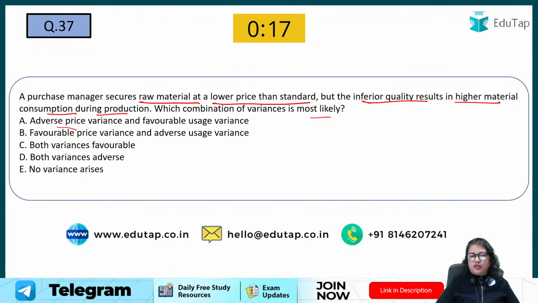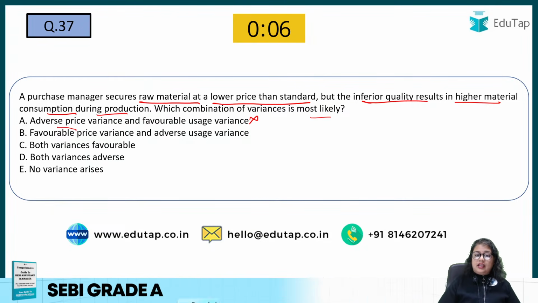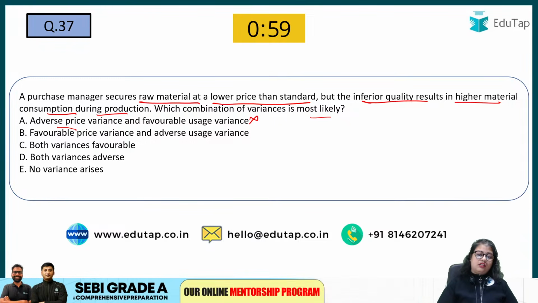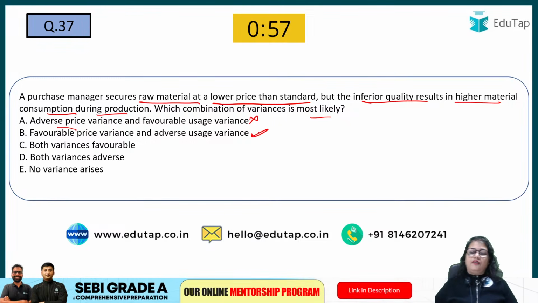So the first one is already wrong. Adverse price variance and favorable usage variance, this is wrong. Then favorable price variance, yes, because it is lower than the standard, and adverse usage variance because we'll be using higher material usage than the standard. So this is the correct combination of variances.